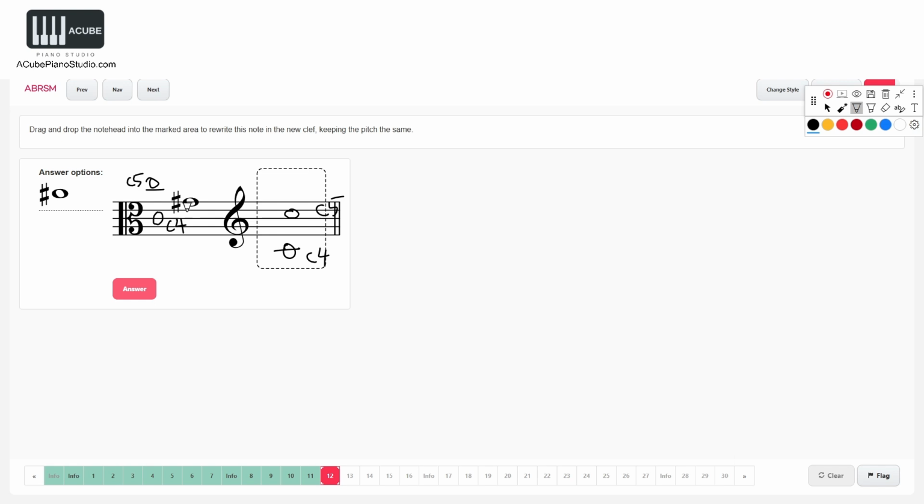This is C, then this is D, E, F, G. This is G sharp. So this should be the G sharp that is in between the middle C and C5. Okay, so it should be here. All right. So this is the G sharp that is in between C4, which is middle C, and C5, which is the C that is 1 octave higher than our middle C.